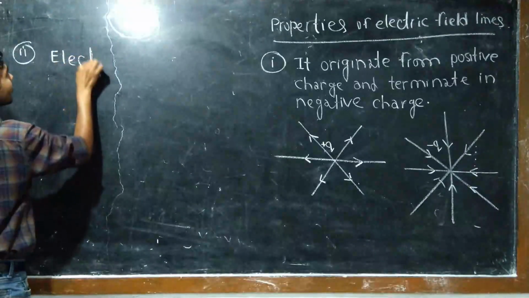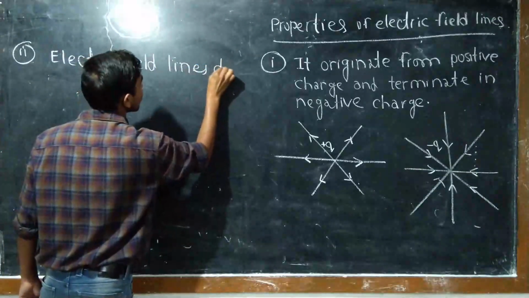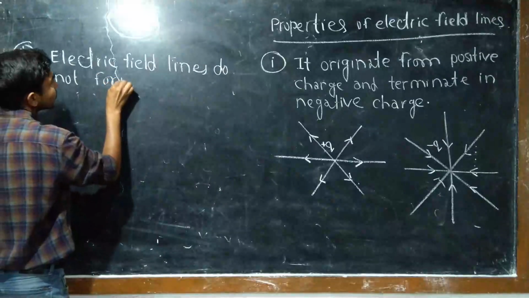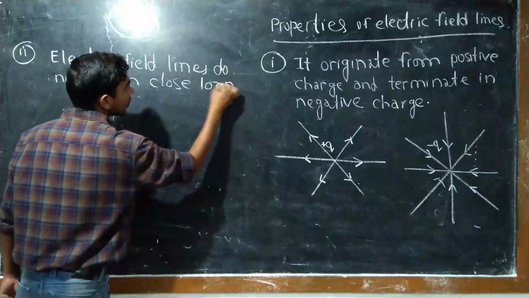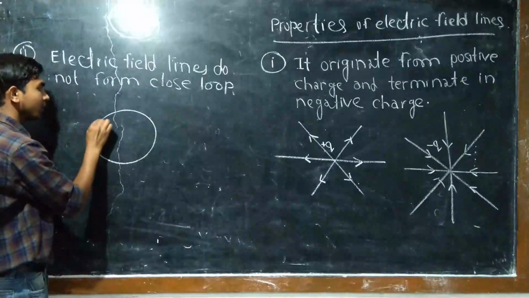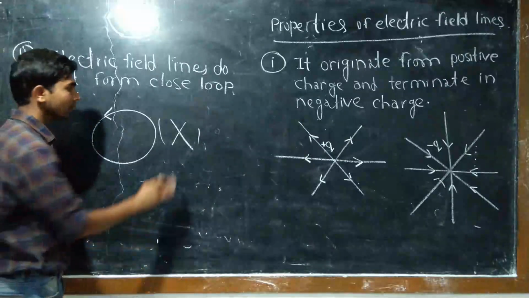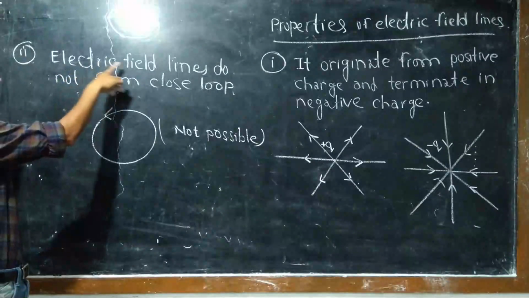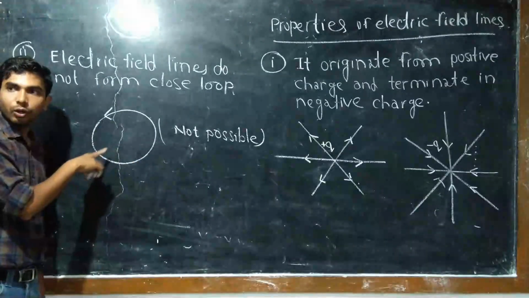Second point: electric field lines do not form closed loops. So if sometimes electric field lines are given like this, this is not possible. This is not possible because electric field lines do not form closed loops, but here there is a closed loop. So it is not possible for electric field lines.